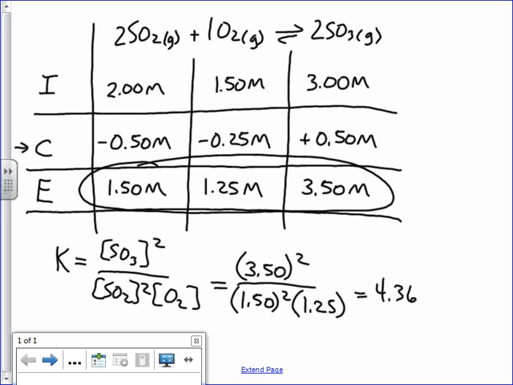4.36. Okay. Again, let's just talk about what that's saying. Our equilibrium constant is bigger than 1. Okay? So that tells us that there should be more of the products than the reactants, and that looks about right. Okay, if you look at the concentrations. So that makes sense. So that's our K with respect to concentration, okay?